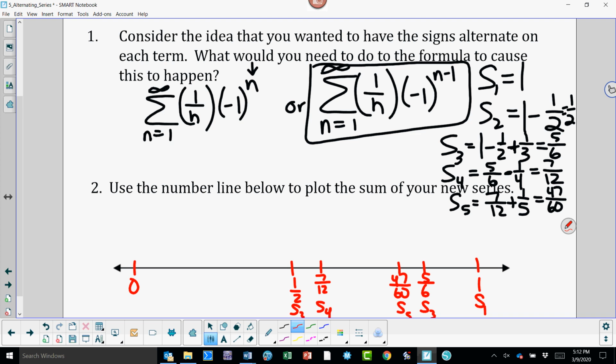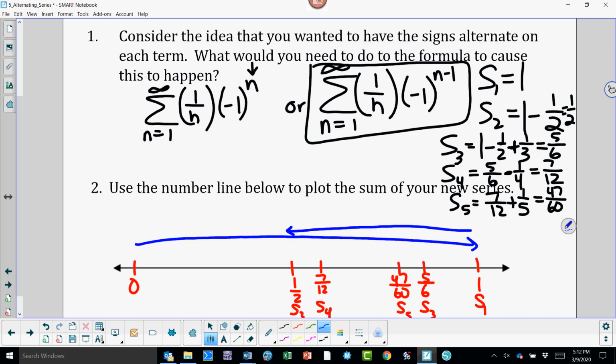So if we look at what's going on here, you're going from 0 to 1. That's your first sum. And then your first sum goes back to 1/2, goes this way. That's S2. And then S3 goes up to 5/6, and then S4 goes back to 7/12, and then S5 goes here. So you can see that your sums are going to oscillate, but they're just going to continue to keep getting smaller and smaller and smaller.